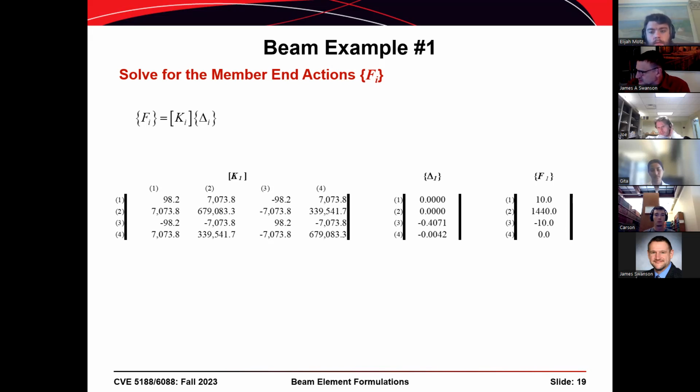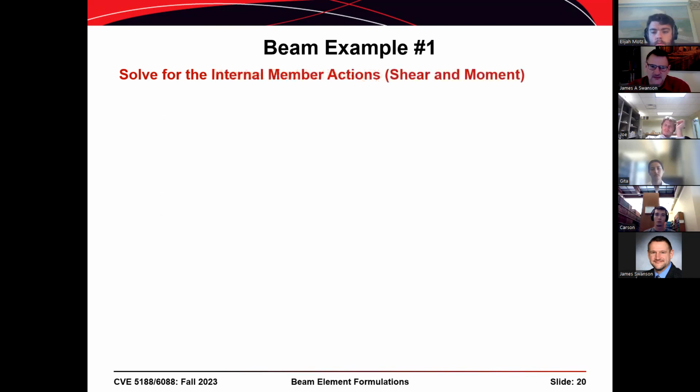So we end up with our force matrix for the first element. The only element is we have 10 kips at the left end, 10 kips at the right end. We have a moment at the left end of 1,440 kip inches and a moment at the right end equal to 0. And from statics, and you'll find that satisfying, we know that if we have a free end of a member, the moment has to be equal to 0, and that's what our matrix analysis also found.